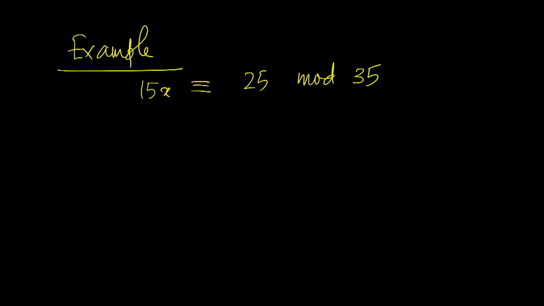Let us consider one more example. Let us say we want to solve this congruence: 15x is congruent to 25 mod 35. So this is of the form Ax equals B mod M, where A and M are not relatively prime. GCD of 15 and 35 is 5.